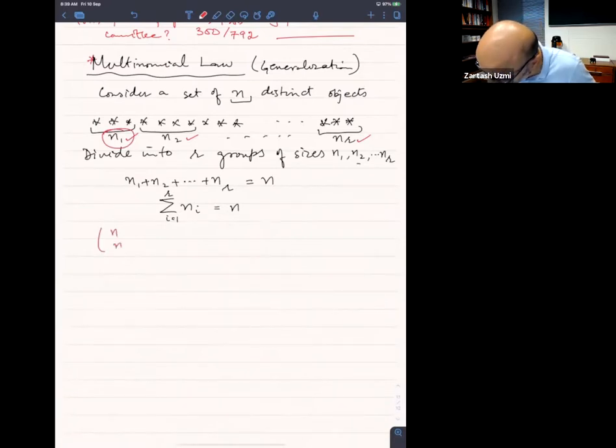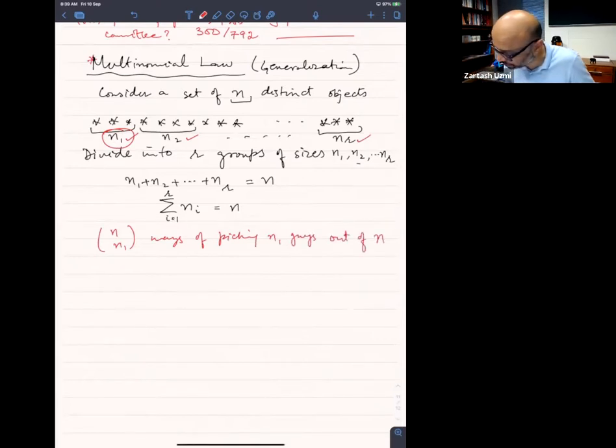So n choose n1 ways of picking n1 guys out of a total of n guys, out of n. Okay. Now out of those n, I have already picked n1. So n minus n1 जो रह गए हैं, अब उनमें से आपने n2 पिक करने हैं. n minus n1 choose n2 ways of picking n2 guys out of the remaining n minus n1.